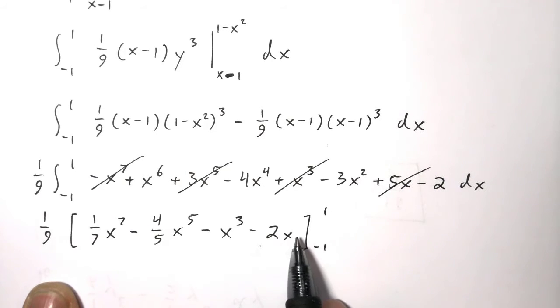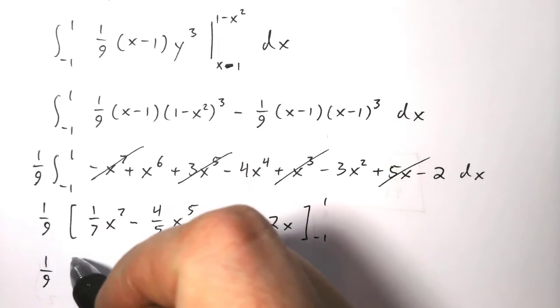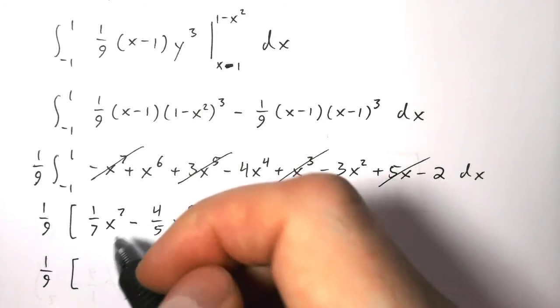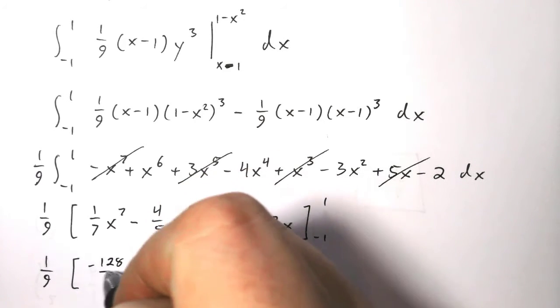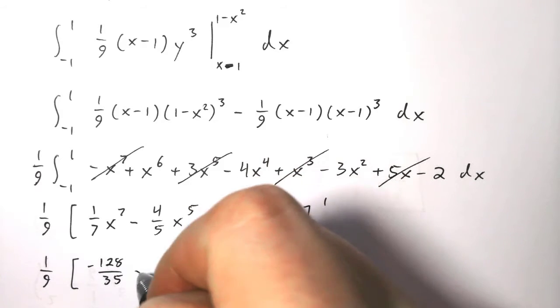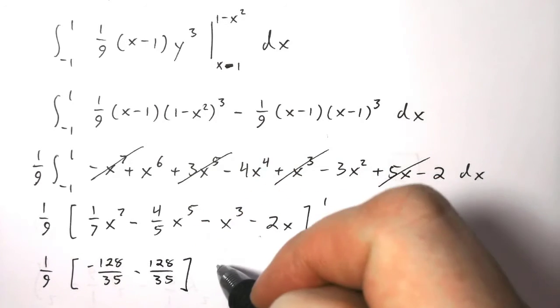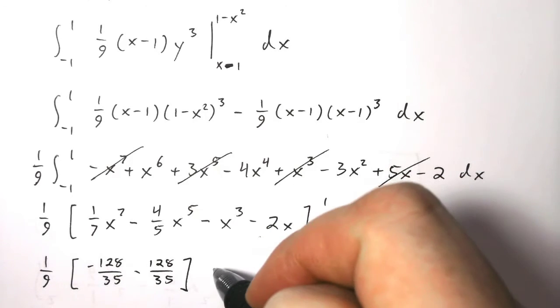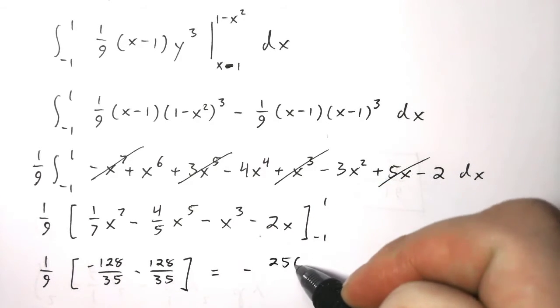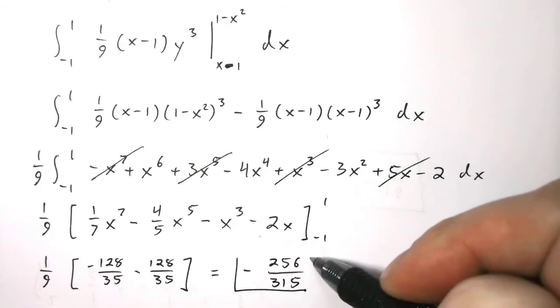All right, so if I plug in 1 into this stuff, I'm going to get negative 128 over 35. If I plug -1 into that, I get positive 128 over 35. I do that subtraction, multiply by 1/9, and I get negative 256 over 315. Okay, that's my answer.